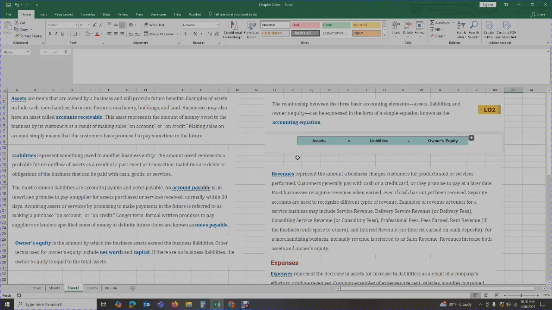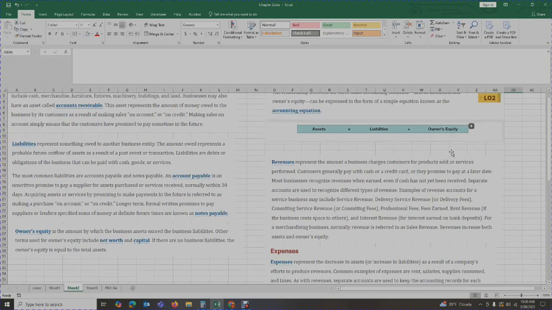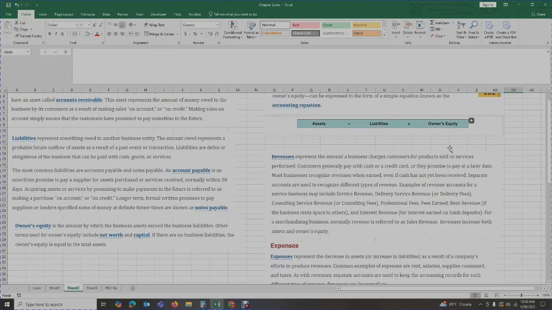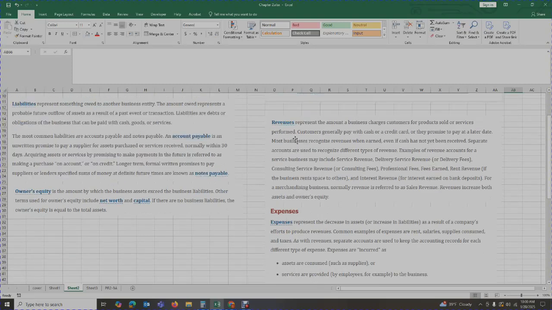Okay, now this is assets equals liabilities plus owner's equity, the standard accounting equation. Now, under owner's equity, we have categories. Okay, under owner's equity, we have an account or accounts called revenues. Revenues basically represent the amount a business charges customers for the products sold or services performed. This is the money you generate off your business, whatever type of business you have.